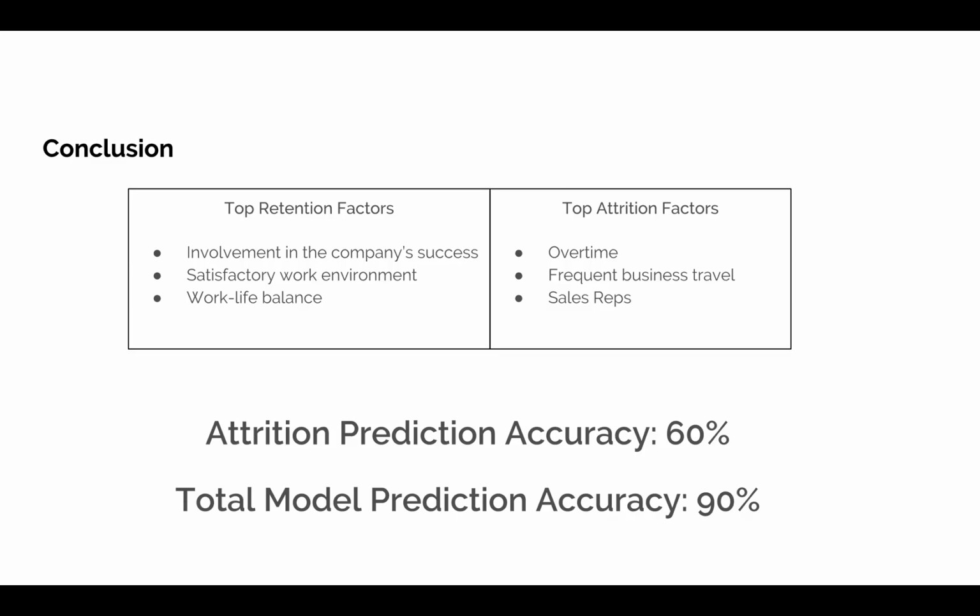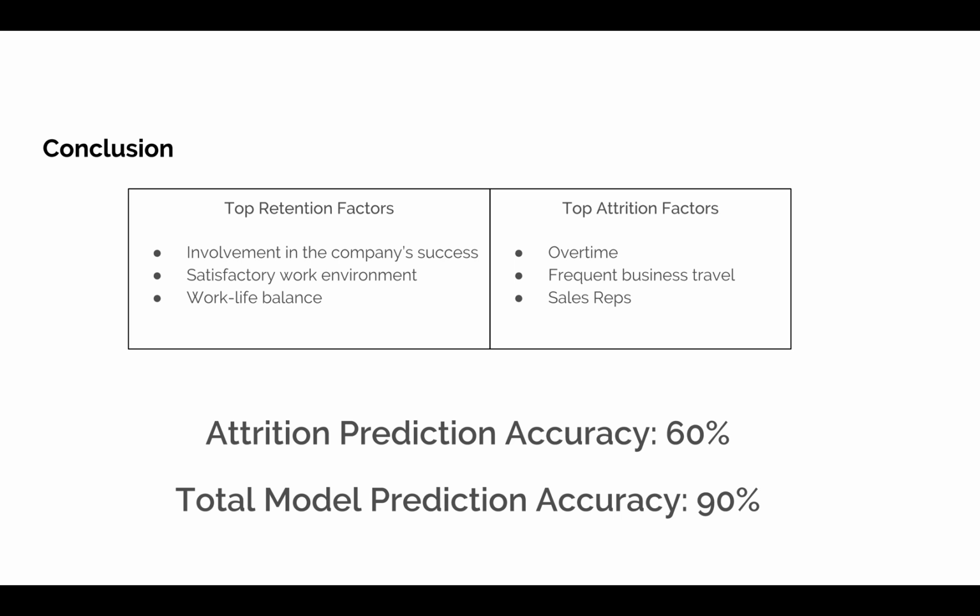So overall, this is a very high-level view. Top retention factors, obviously happy employees. Some top attrition factors: overtime, frequent travel, sales reps. With regard to overtime and business travel, obviously we will talk more with HR to determine are people working too much, and if so, what can be done to alleviate some of that? Obviously, you want employees working hard, but happier employees that stay longer usually are more productive than employees that get burnt out and leave.